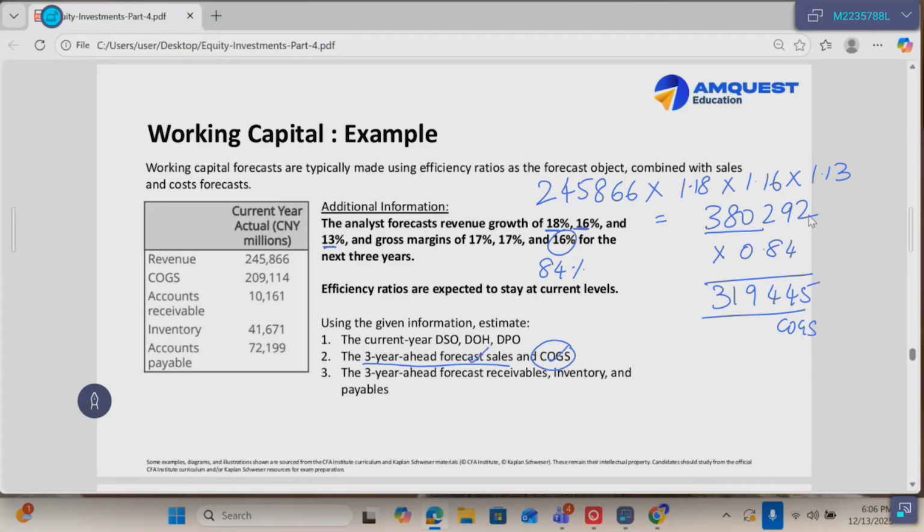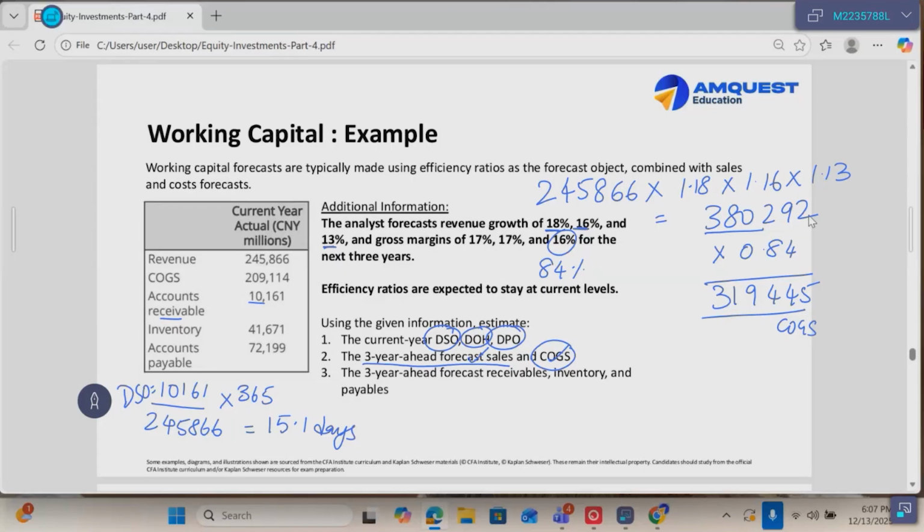Now it is asking me to calculate DSO, DOH, which is DIH, and DPO, days payable outstanding. Let's calculate DSO first. DSO is going to be accounts receivable 10,161 divided by revenue 245,866, multiplied by 365. The answer is coming as 15.1 days. This is my DSO. So that means my customers are paying me every 15 days.